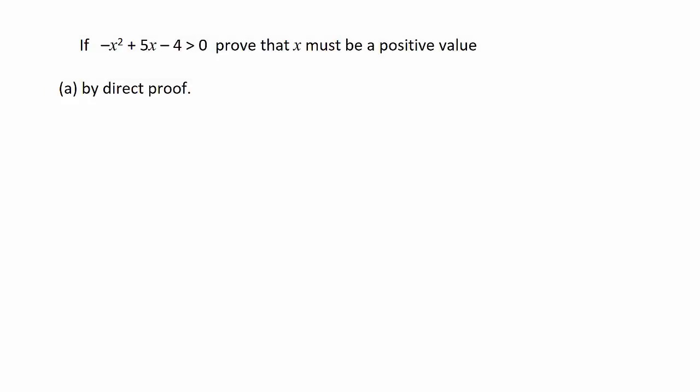Now, if minus x squared plus 5x minus 4 is greater than 0, then we want to prove that x must be a positive value. We'll do this two ways. First by direct proof and second by an indirect proof. Remember, with a direct proof we follow logical steps. So we have P implies Q for each step. Now our starting point is that we're given that minus x squared plus 5x minus 4 is greater than 0.